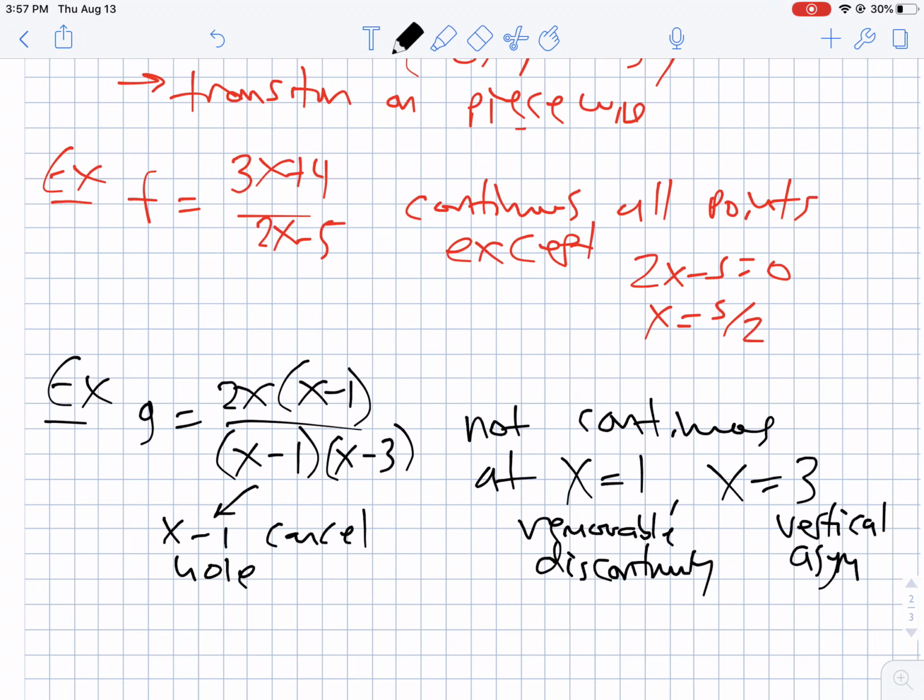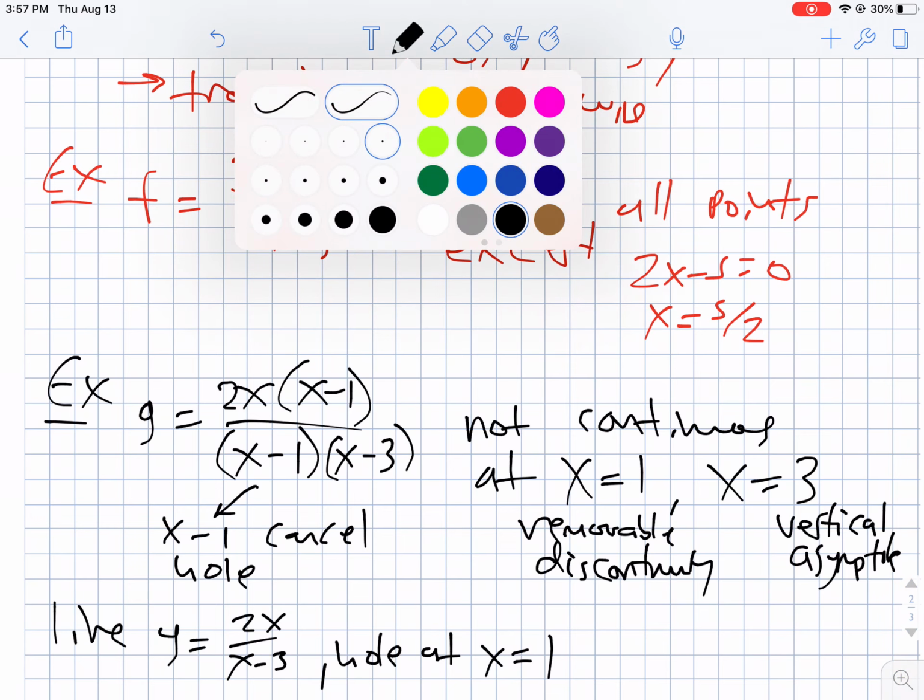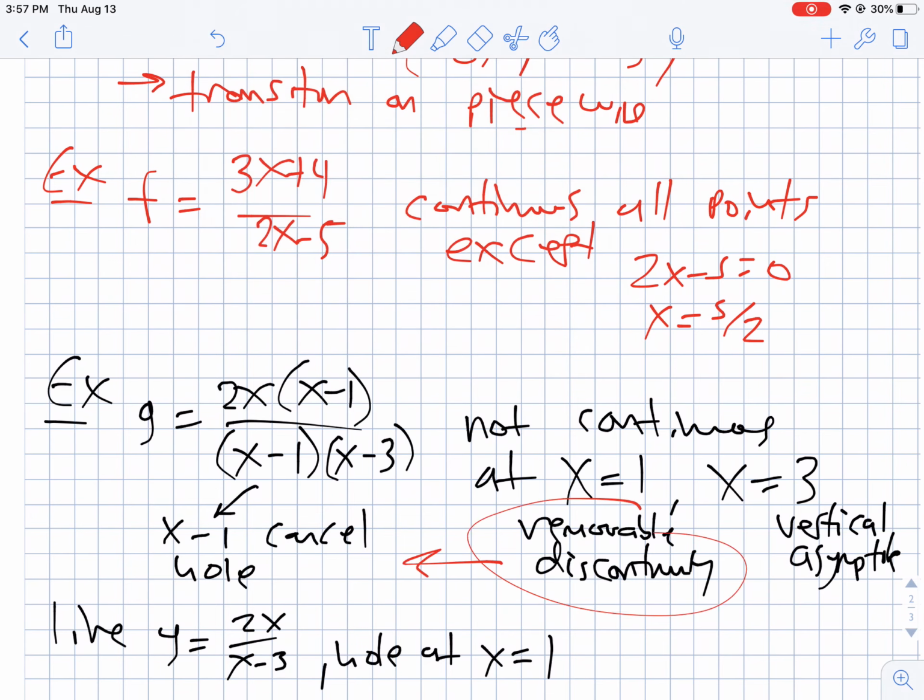So if you get an equation like this, it's tempting to just cross out the x minus 1's right away, but you still have a removable discontinuity at that point. That's where you have that hole. So this looks like the graph of y equals 2x over x minus 3, but we have a hole at x equals 1. All right, so that's how you can find out where something's not continuous, and you can identify the removable discontinuities. They come from the terms that cancel out. That's where you get a removable discontinuity, wherever that x minus 1 equals 0. That's where you get the x equals 1.